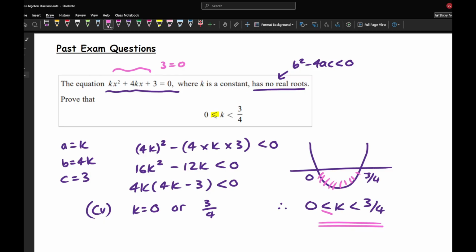But again, if you've got your diagram, you can then think back to what they want you to show, and that would be the case. There's no need, it didn't ask you to explain why k equals 0, but if k was equal to 0 and you substitute it in, it would also produce 3 equals 0, which can't happen, and also there, by definition, will give us no real roots.